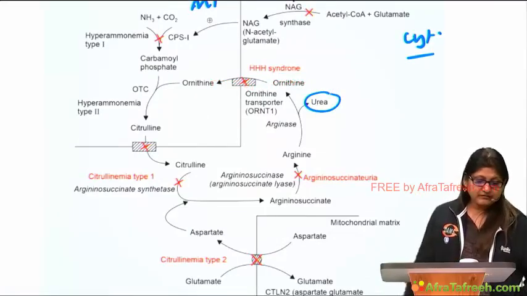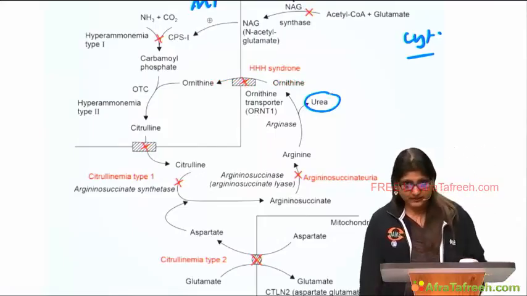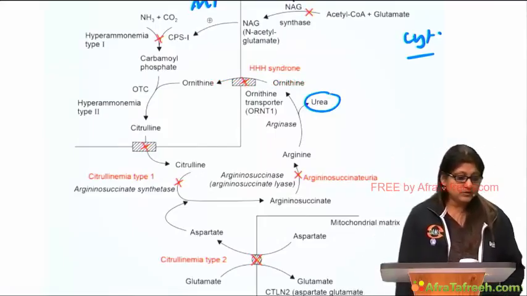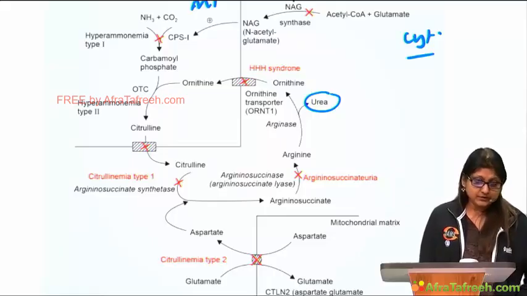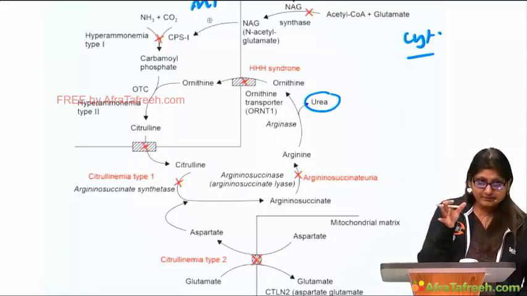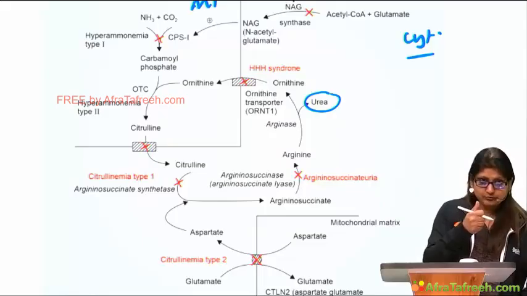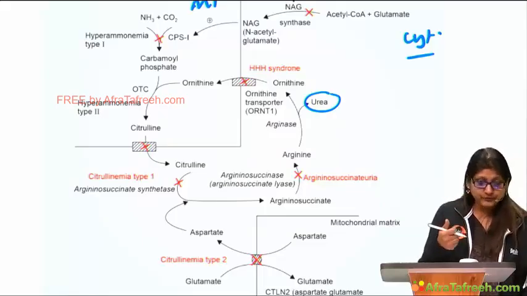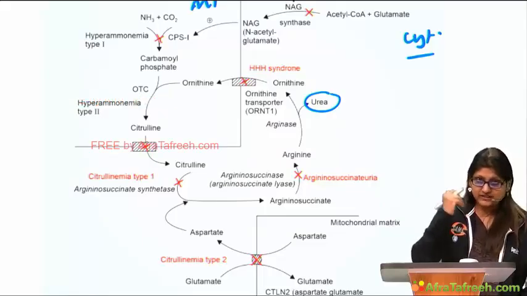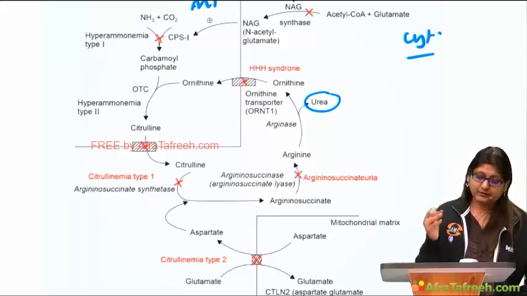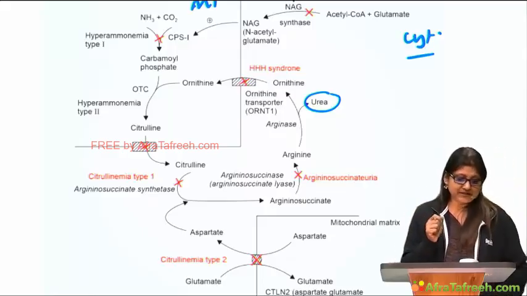We cannot use the Friedewald formula if the triacylglycerol value is more than 400 milligram per deciliter. If it is less than 400 milligram per deciliter, you can use the Friedewald formula for calculating the LDL value. But if the triacylglycerol value is more than 400, that time you have to do direct assessment.